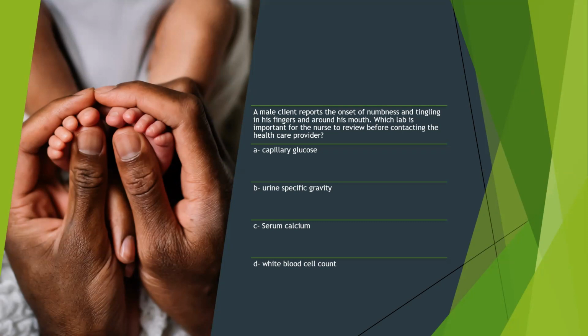Male client reports the onset of numbness and tingling in his fingers and around his mouth. Which lab is important for the nurse to review before contacting the healthcare provider? Is it A, capillary glucose, B, urine specific gravity, C, serum calcium, or D, white blood cell count?